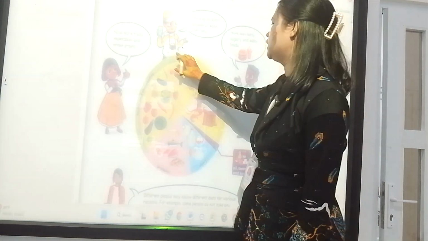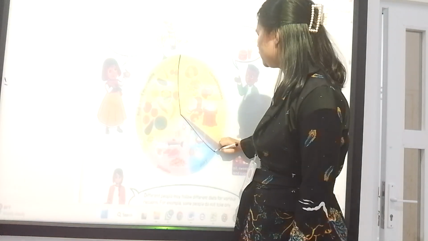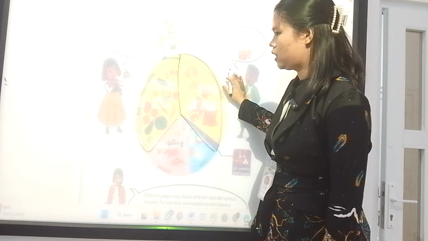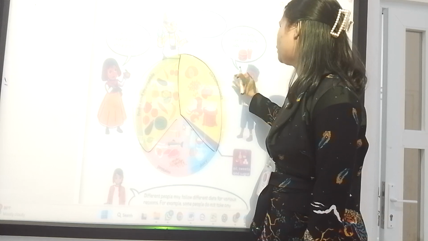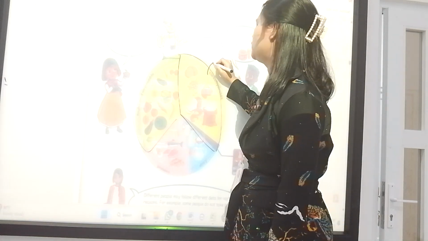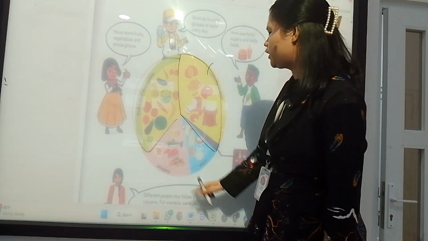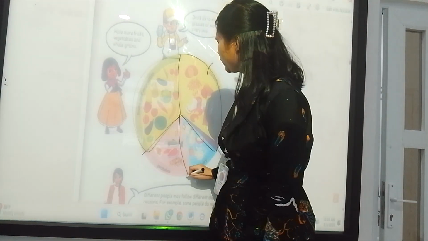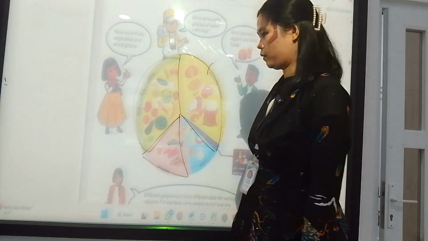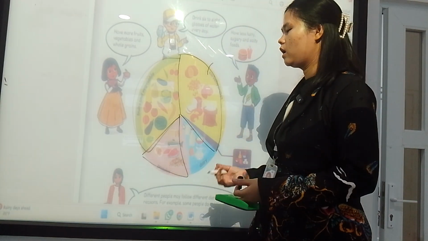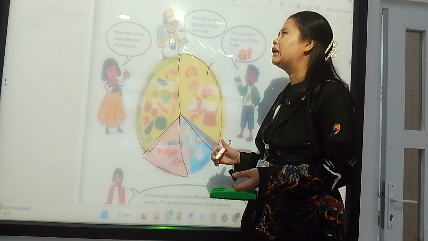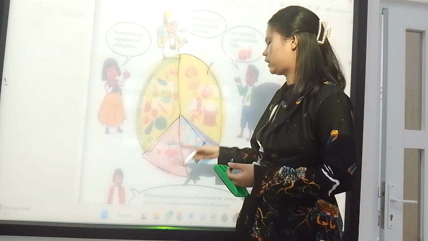If you see the plate, carbohydrate, vegetables and fruit are the same amount. The carbohydrate should not be more than the vegetables. The protein must be less than the carbohydrates and the vegetables, because protein helps you to grow. And then the dairy, we can consume less than the proteins.